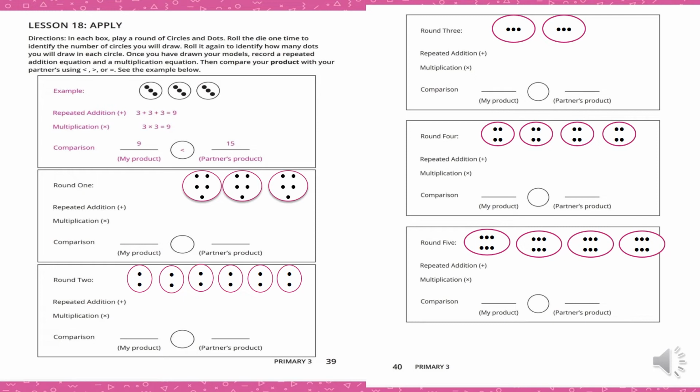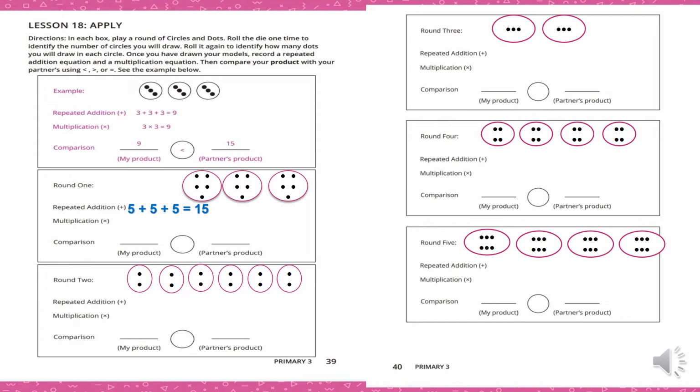In round 1, I give you these 3 groups. Each group contains 5 dots. Let's find the repeated addition equation. How many groups do we have? 3. Each group contains 5. So to find the total by repeated addition, we can add 5 plus 5 plus 5 equals 15, or by skip counting 5, 10, 15.